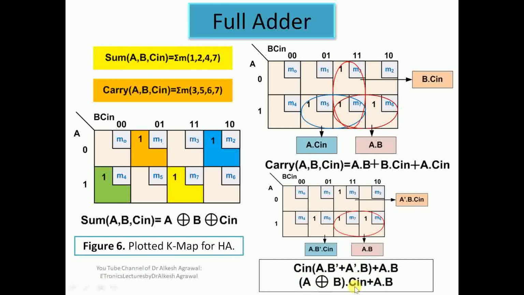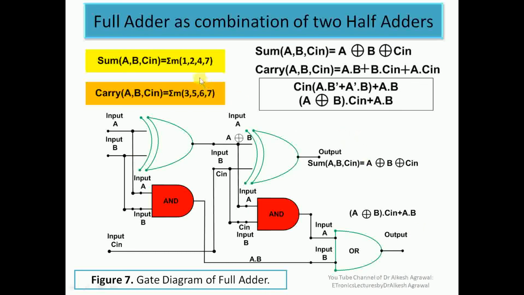So this expression is very useful when we generate a full adder with the help of two half adders. Now this is the gist of a full adder. We have these two Boolean functions: sum as a function of A, B, C in is the summation of m1, 2, 4, 7, and carry as a function of A, B, C in is the summation of m3, 5, 6, 7. We get an expression for sum as A exclusive or B exclusive or C in, and for carry we get two expressions: AB or BC in or AC in, and another expression we got for the same, A exclusive or B and C in or AB.